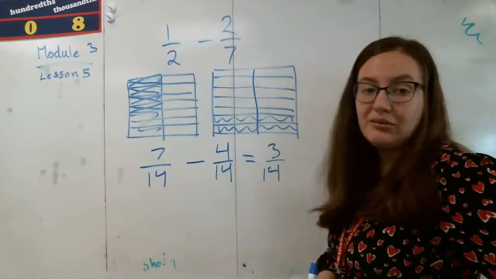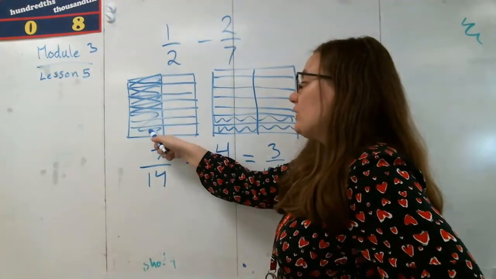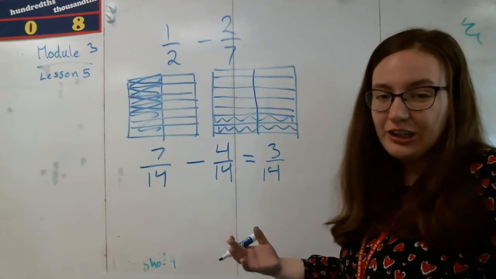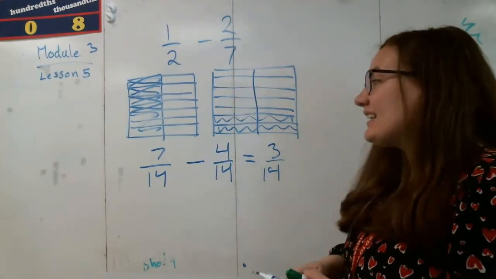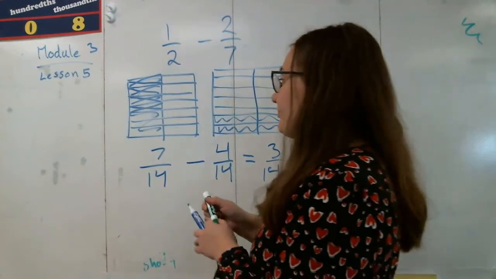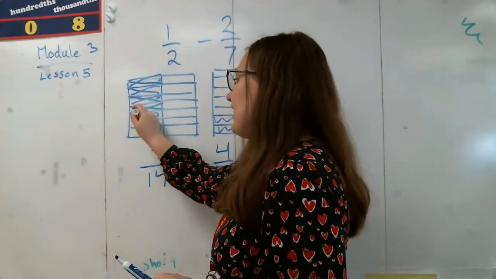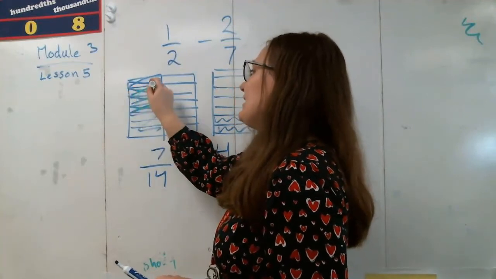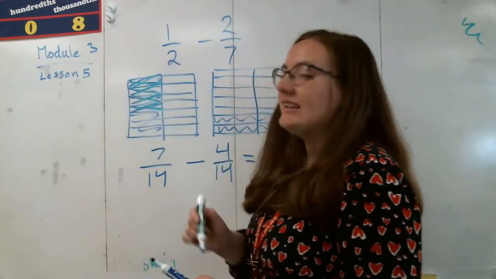And if you take a look at my model, I now have 1, 2, 3 boxes left over. And this is where maybe having a second color might help out because it is a little tricky to see the boxes and what's crossed off. So if it helps you, you can always use that separate or extra color to help you out a little bit.